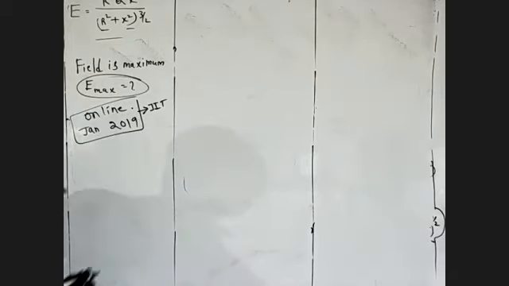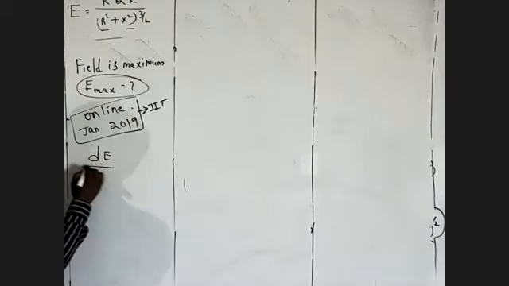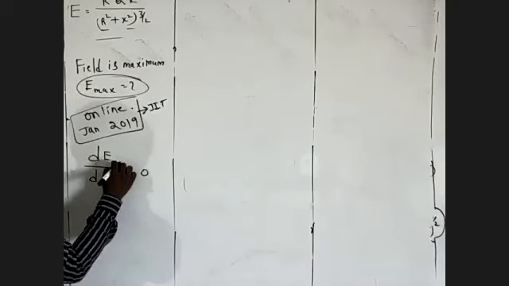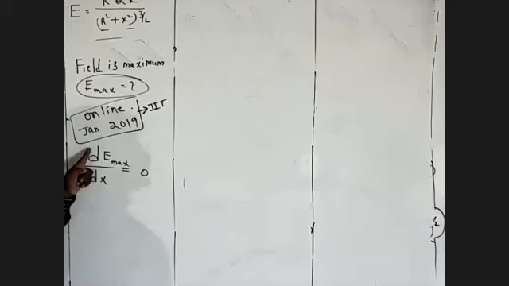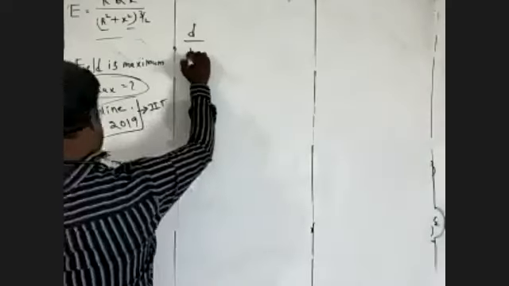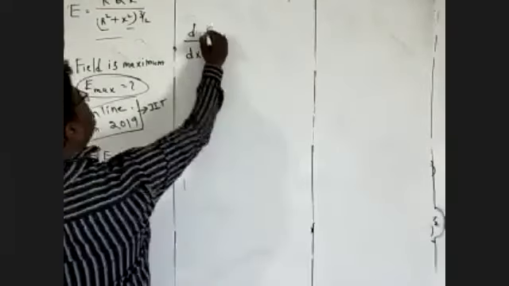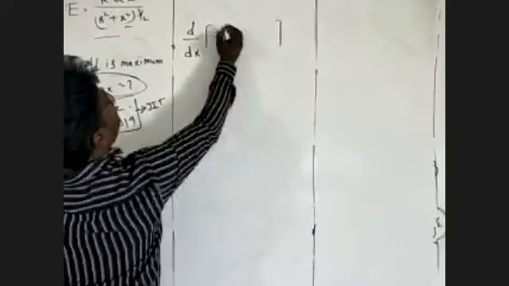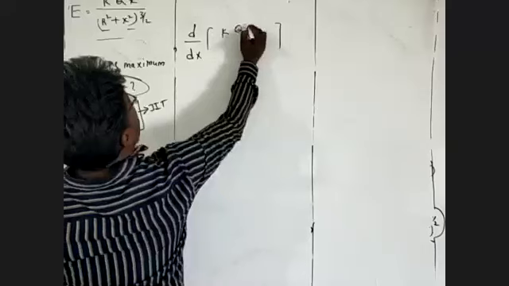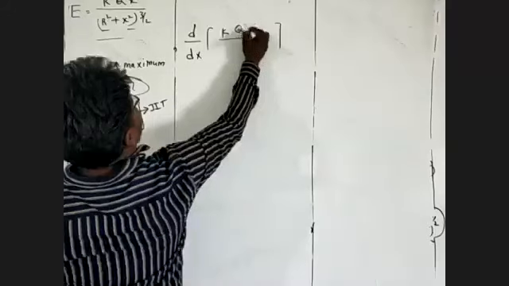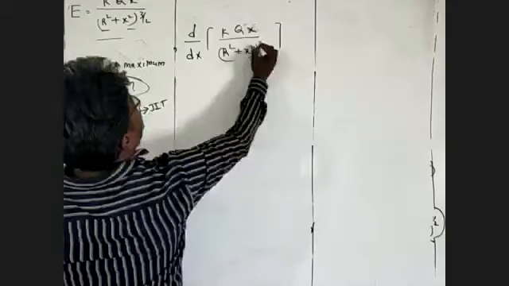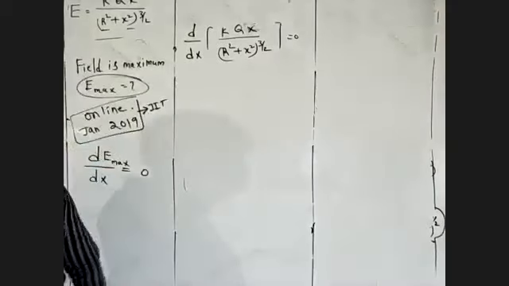So the field is maximum. The condition is dE by dx is equal to 0. This is the Emax we are getting. Now I will take d by dx of E, which is kqx by (r square plus x square) whole power of 3 by 2, is equal to 0.